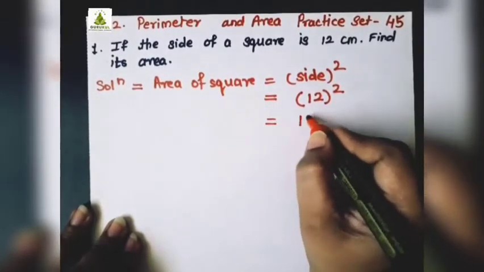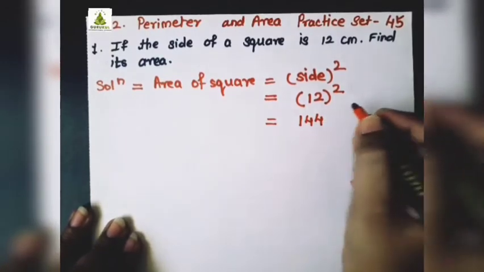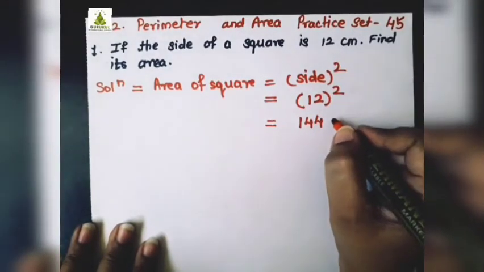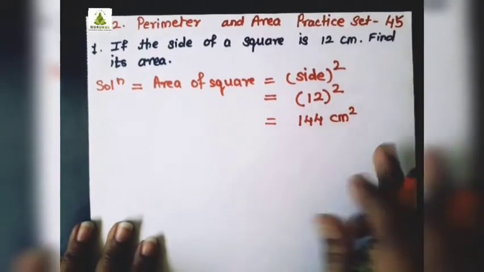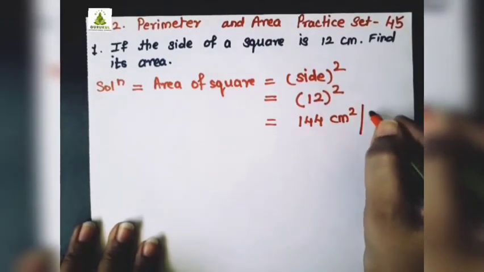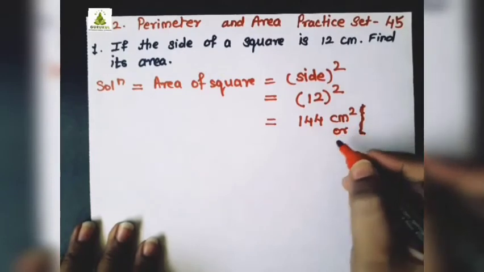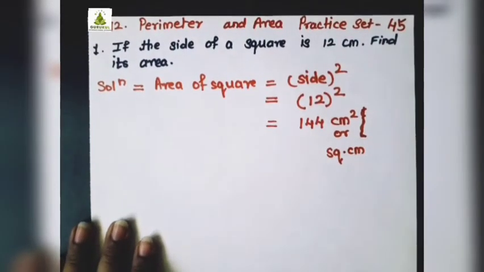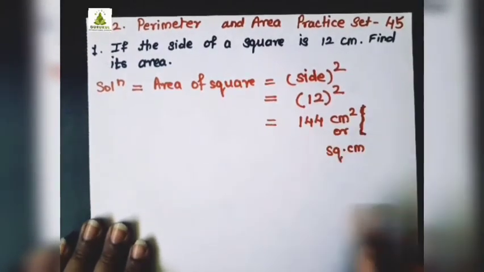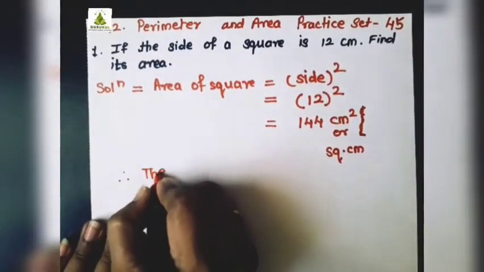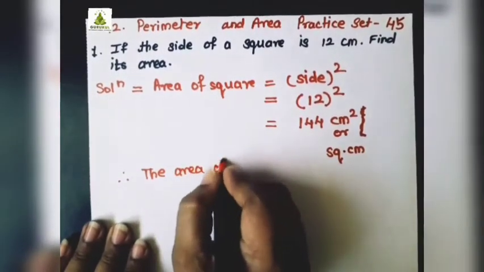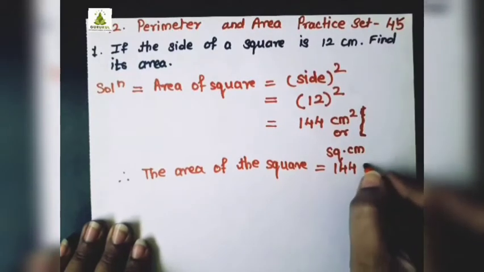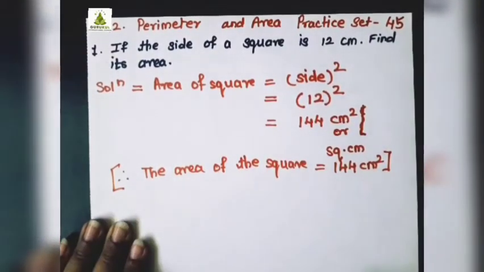12 square, you know what is the value for 12 square? 144. Correct? And the unit, as I told you earlier also, we have to write as square centimeters or centimeter square. Anyhow you can write. Centimeter square also you can write. This is how you can write the unit for the answer. And for the final answer you will write down, the area of the square is equal to 144 centimeter square. So this is the final answer.